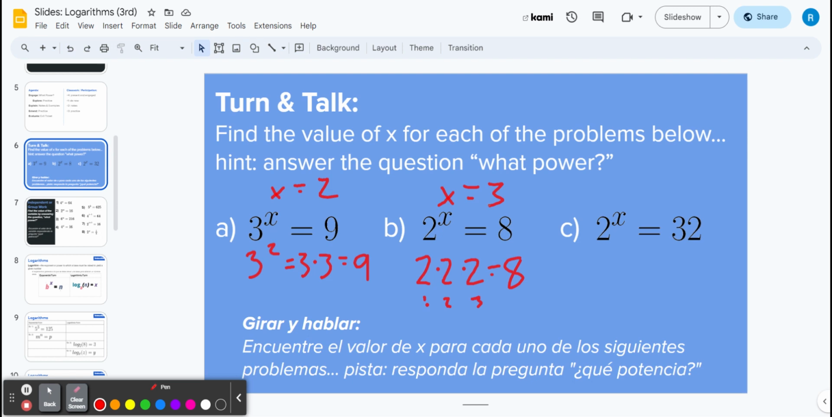Now, if I repeat this for 2 to what power equals 32, I'm looking at 2 times 2 gets me to 4, times 2 gets me to 8, times 2 gets me to 16, but we need to go one more time to 32. And we use 1, 2, 3, 4, 5 2's, so my x is equal to 5 in that case. That's what we're talking about when we're talking about taking logarithms.